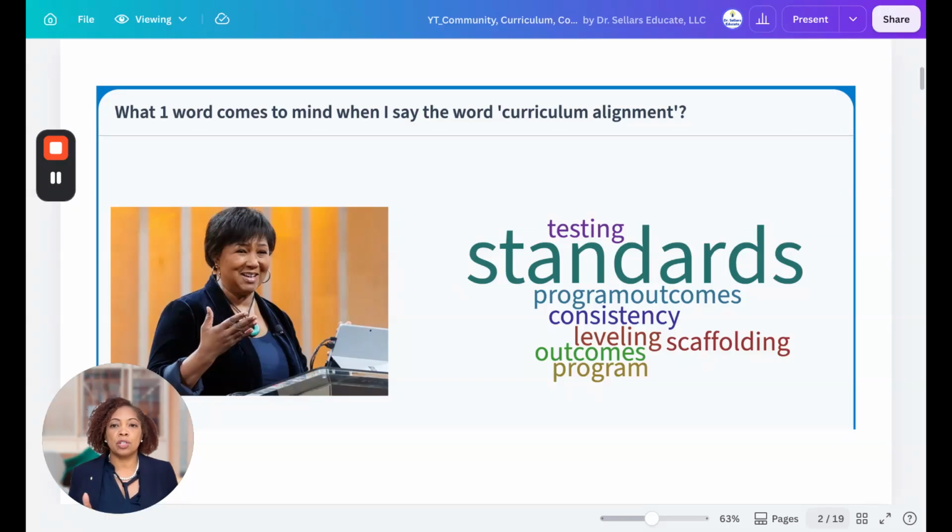So let me ask you this question. What one word comes to mind when I say the word curriculum? Maybe it's testing, maybe it's standards. We know that when it comes to accreditation, each of the agencies have their own standards that are going to help guide us to validate that we are indeed in alignment with integrating evidence-based practices into our curriculum.